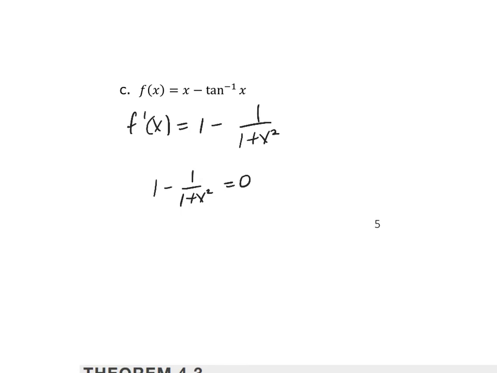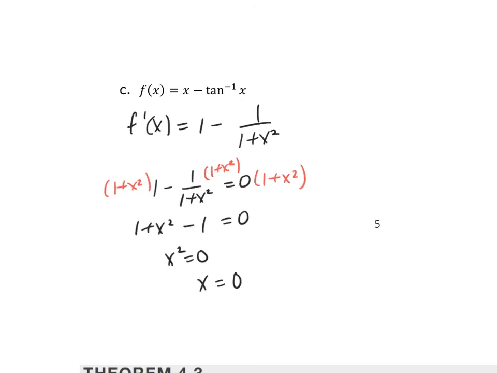I'm going to clear my fraction, so I'm going to multiply everything by 1 plus x squared. And I end up with 1 plus x squared minus 1 is equal to 0. So I end up with x squared is equal to 0. So where does this happen? It happens at 0. So that is my critical point. That is a place in which my derivative is equal to 0.